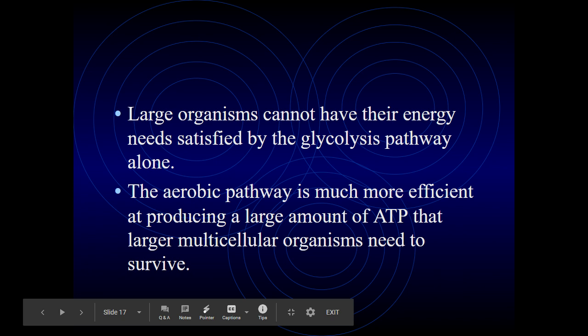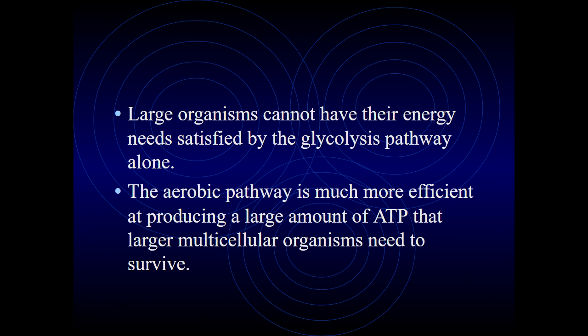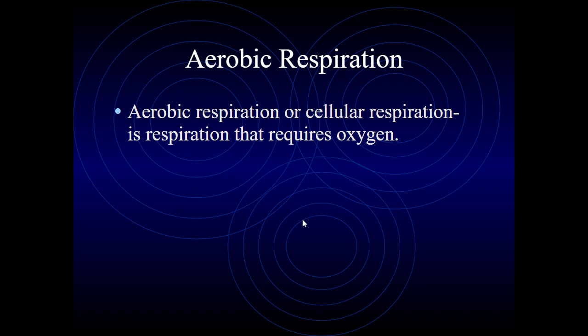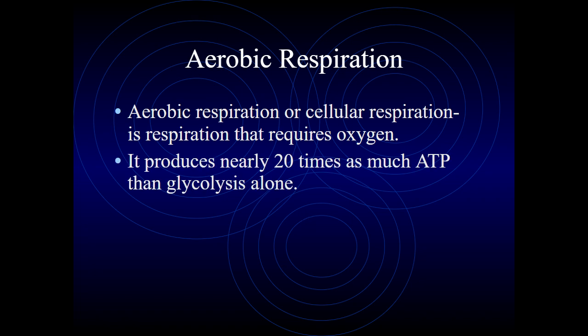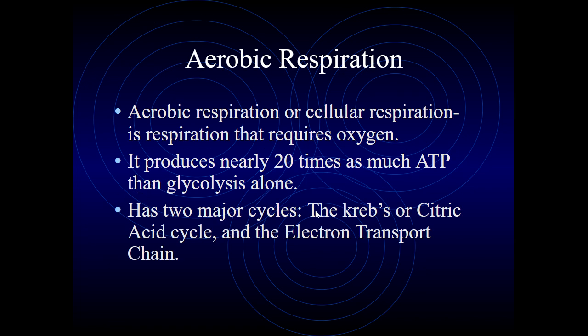Large organisms cannot have their energy needs satisfied by glycolysis alone. The aerobic pathway is much more efficient than an anaerobic process. So they need a lot. If you are a large organism, you need a large amount of ATP to survive. So aerobic respiration is what requires oxygen. It produces nearly 20 times the amount of ATP as glycolysis.